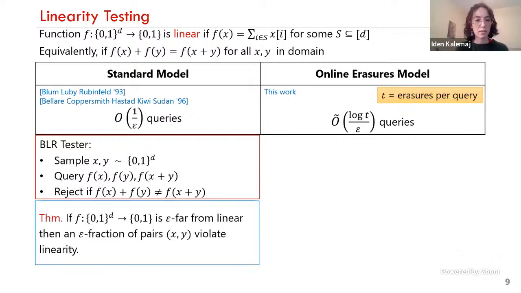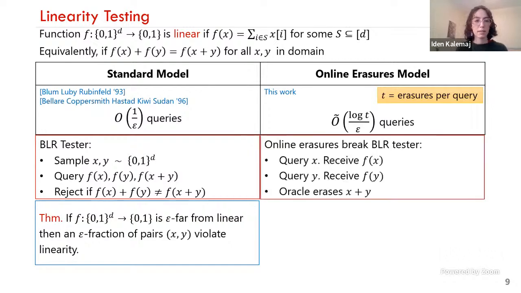Then the analysis of the tester depends on this key structural theorem of Bellare et al., which says that if a function is epsilon far from linear, then an epsilon fraction of the pairs x and y in the domain will violate linearity. It's not too hard to see that the online erasures will break the BLR tester. If the algorithm queries 2 points x and y, it might receive their values f(x) and f(y), but afterwards the oracle will erase the value of f at x plus y.